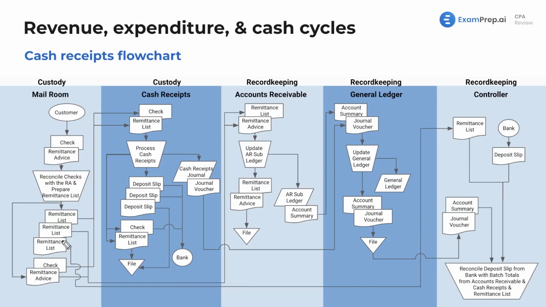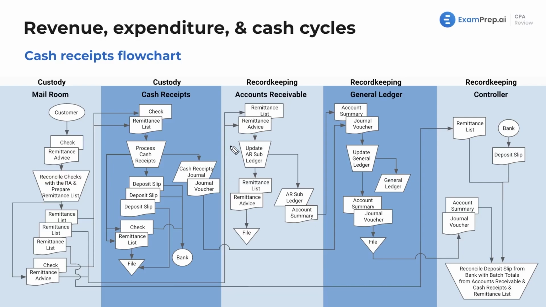Get that remittance list, and that's essentially the mailroom's job. So they are done. They are going to send that remittance list and that remittance advice to the cash receipts department. They are going to deal with that. You could also call this the treasury department. They are going to process the cash receipts, create deposit slips, essentially put it in the bank, update the cash receipts journal, which is going to update the general ledger overall.